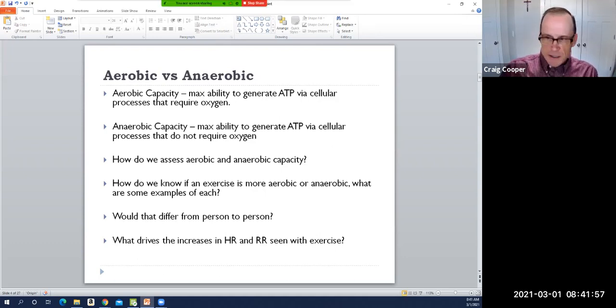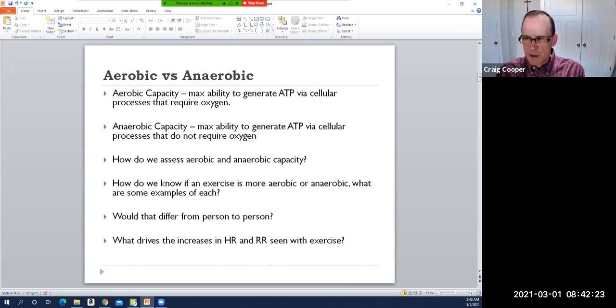So if it says aerobic, that means we're generating that ATP by using oxygen. And we can't generate ATP using oxygen at high intensity. We need the ATP too quickly, and the way that we derive ATP by using oxygen takes a while. So physiologically, we can't do that if we're going at a high intensity.